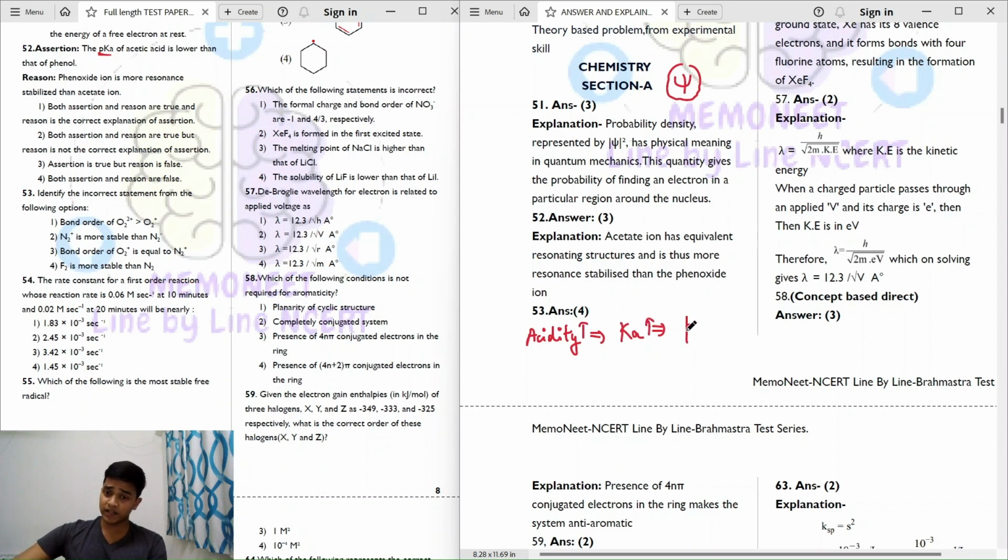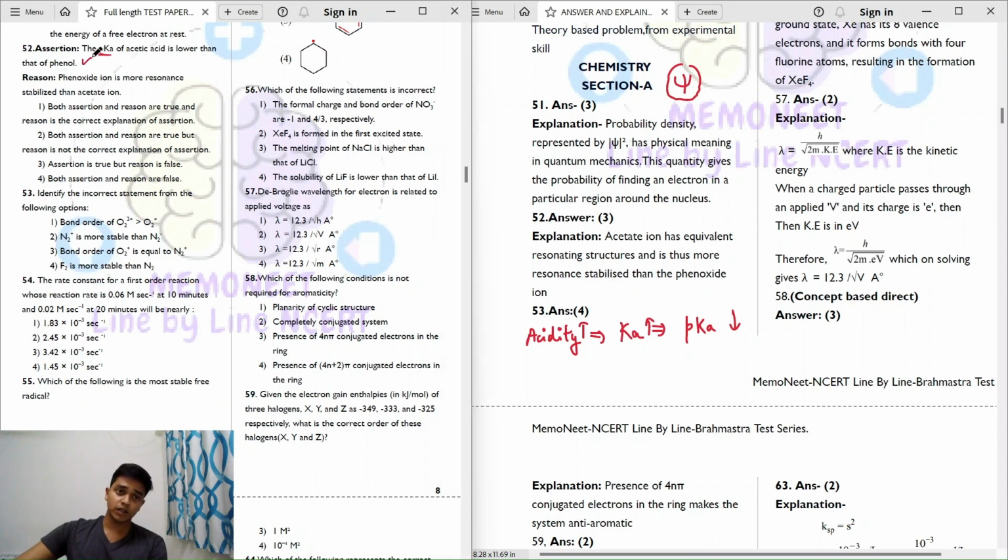But if we take pK, what is pK? It is the negative log of Ka. So the pK value will decrease. So when the assertion is saying that the pK of acetic acid is lower than that of phenol, it is trying to say that acetic acid is a stronger acid. So this is a correct statement. So the assertion is a correct statement.